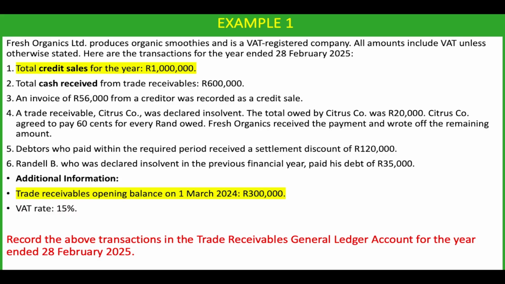That's going to be bank. Remember, when they pay you, they pay into your bank account. So whenever you receive money, you know that the account is bank. So we're going to put it on the credit side, bank, and we put 600,000 rand. And of course, we're going to put our financial year end.